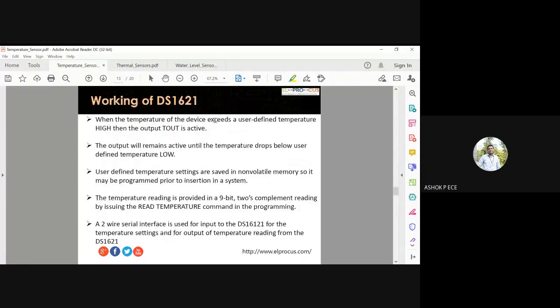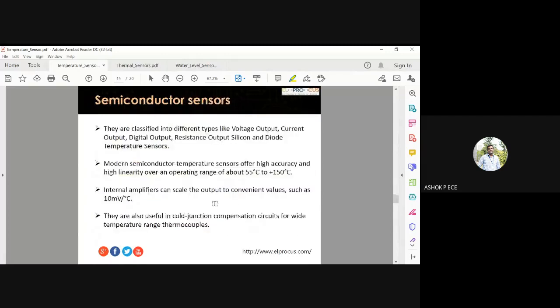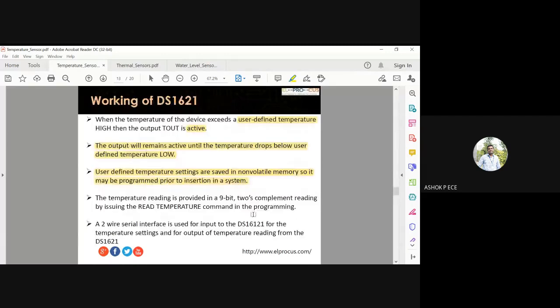So we can define a user-defined temperature. If the temperature is going to exceed that, the output becomes high, the output is active. Otherwise, the temperature is going to be low. So you can set all the temperature settings. It is saved in the memory so that it will not be erased at all. So you can interface this device, and you can read the temperature and display it in a digital format.